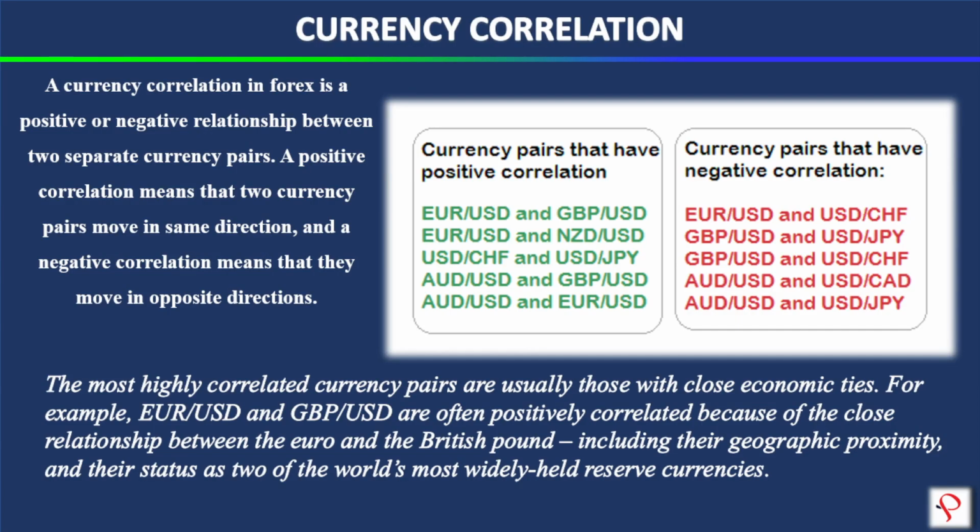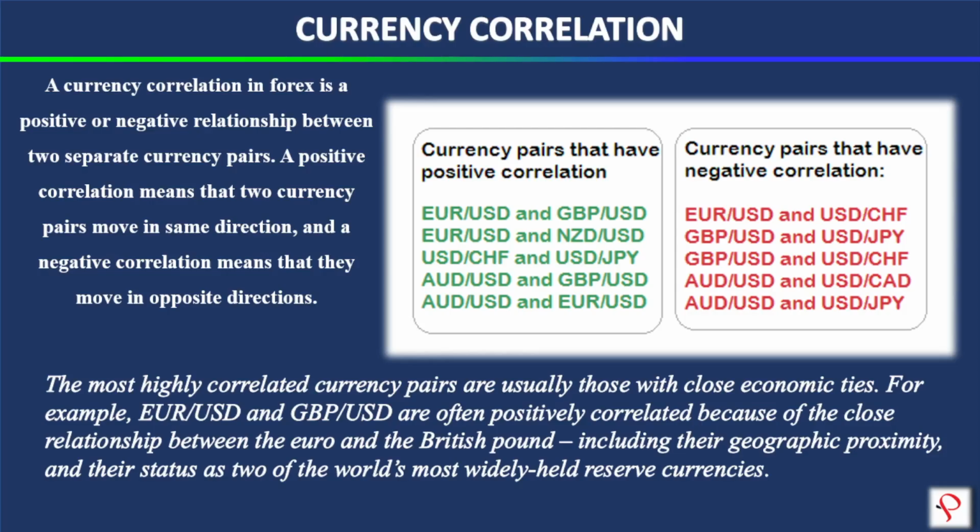So when you say that a currency correlation is positive, it means that in this example, EUR/USD and GBP/USD will have the same movement in the market, but may not have the same volatility.